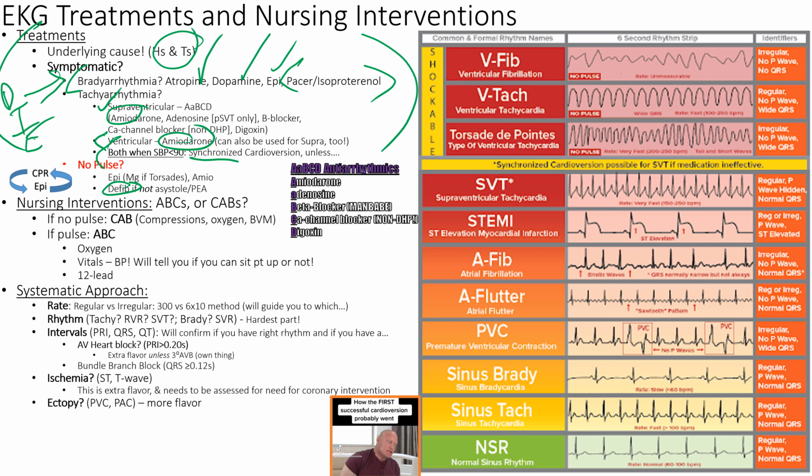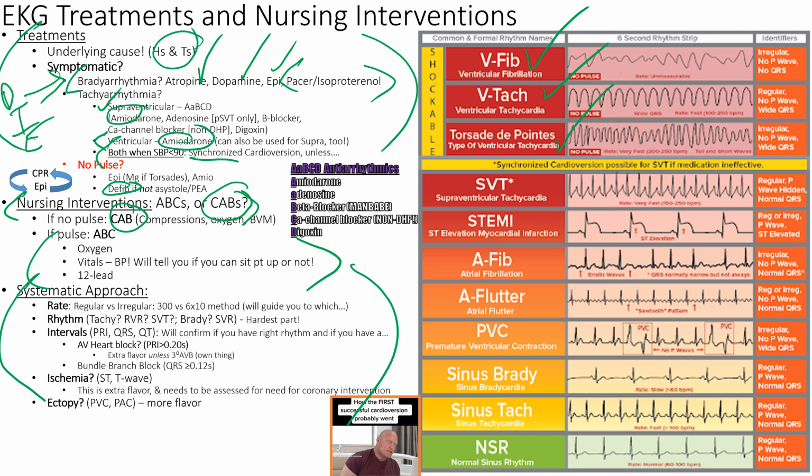Okay, what are the nurse interventions for every EKG ever? It's ABCs unless it is CABs, which is compressions, airway, breathing. So when there's no pulse, you do compressions first, over airway and breathing. Otherwise, you've got time. You're going to get some oxygen, you're going to do some vital signs, especially the blood pressure, because the blood pressure will tell you if you're symptomatic or not and what medications you can or can't give. All right, and for a systematic approach, you can have a system to it, but basically as long as you hit all the boxes, that's what's important.